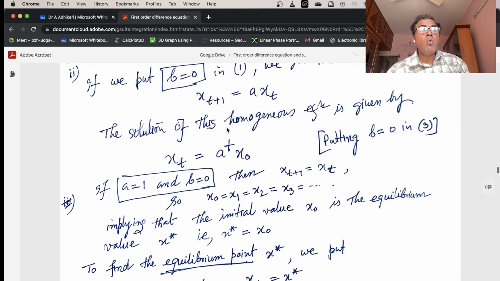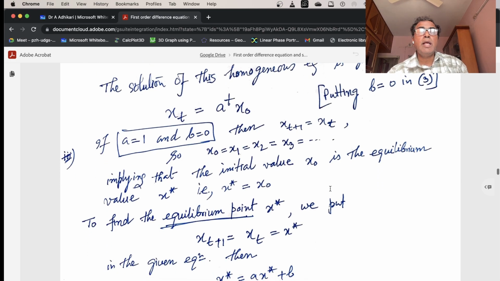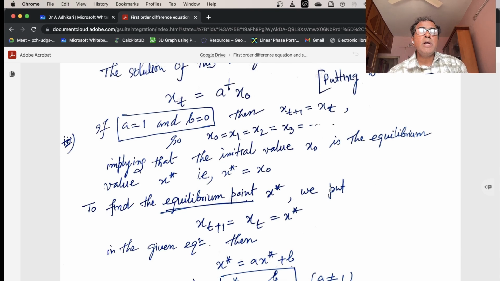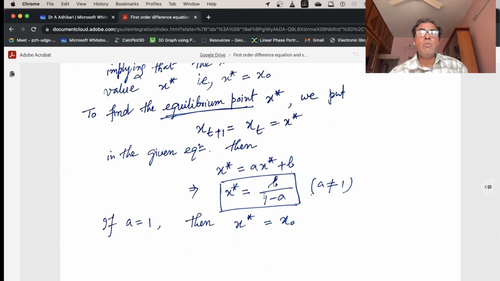If a equal to 1 and b equal to 0, then obviously we get x_{t+1} equal to x_t, and x0 is the initial value and the equilibrium value. We can find the equilibrium point x star by putting x_{t+1} equal to x_t equal to x star in the given equation, so x star equal to a x star plus b, so x star equal to b by 1 minus a.